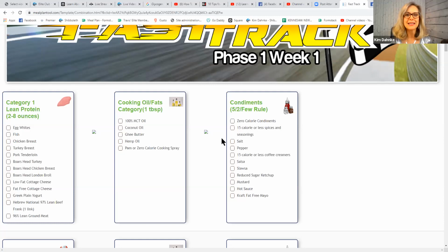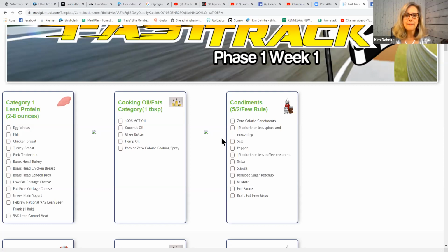So the very first thing we're going to look at is some things that are in category 1. Category 1 is a lean protein. You also might see that on your combination chart as LP. So you'll see a 1 and then you'll see an LP. That just means category 1 lean protein. You can have 2 to 8 ounces of a lean protein. And some of the things that are included in that are egg whites, fish, chicken breast, turkey breast, pork tenderloin, Boar's Head turkey, Boar's Head breast, Boar's Head London broil, low-fat, fat-free cottage cheese, Greek plain yogurt, Hebrew National 97% lean beef frank, one of them, and 96% lean ground meat. So those are all some suggestions that come in the lean protein category.